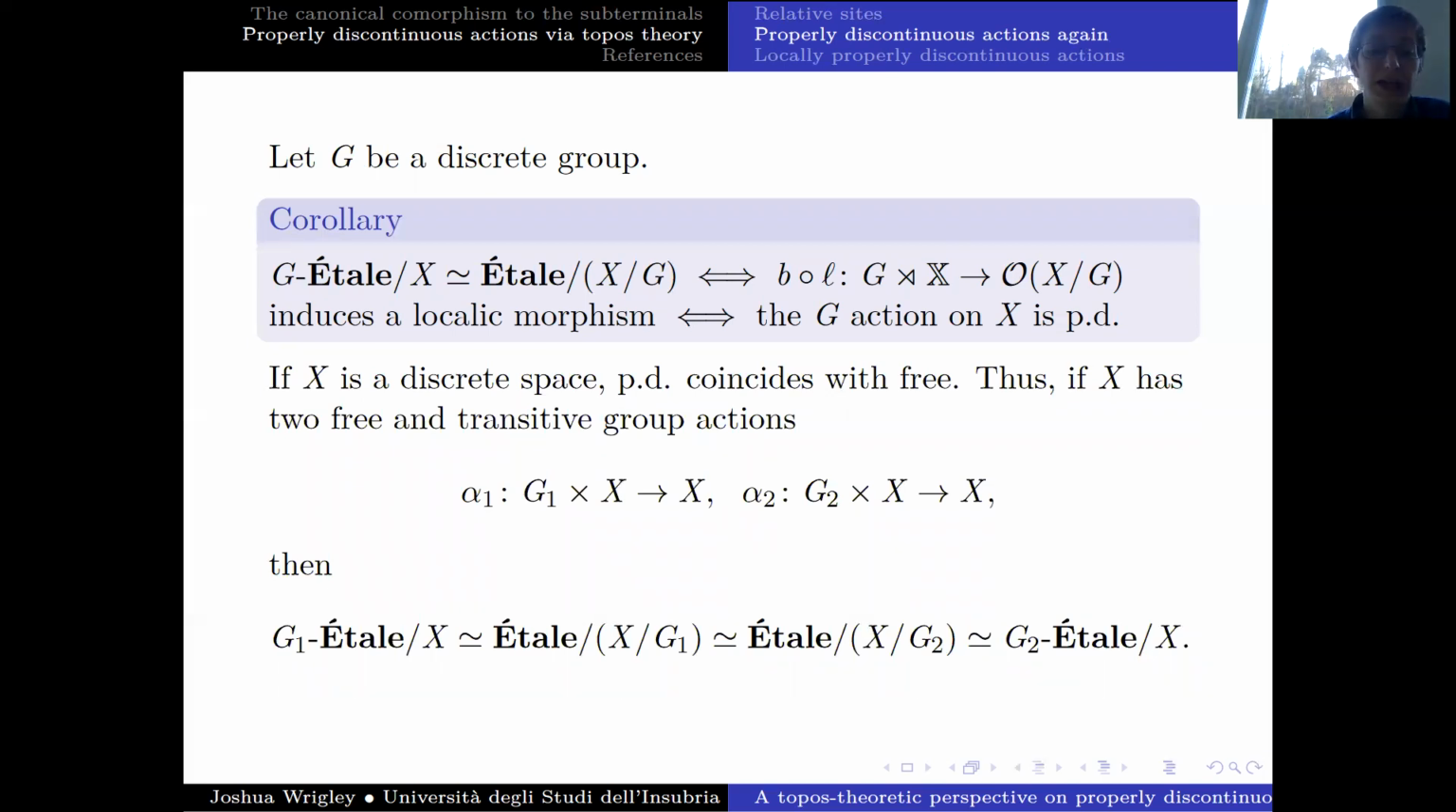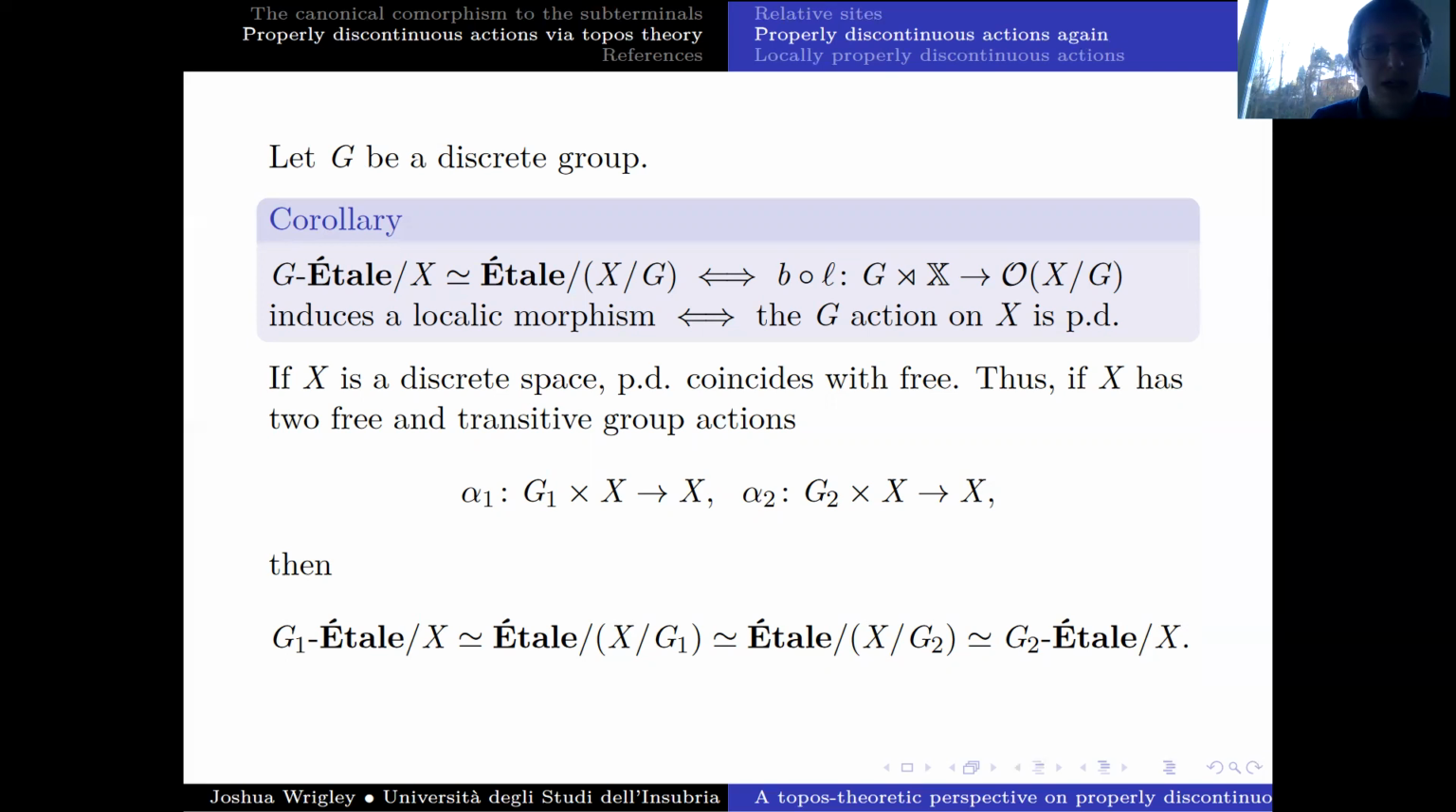And so if we have a discrete space with two free and transitive group actions by two different groups, then by the fact that the group actions are free, G1 étale over X is equivalent to the sheaves on its quotient space, and G2 étale over X is equivalent to the sheaves on its quotient space. And since these group actions are transitive, both of those quotient spaces are actually trivial. And so all of these equivalent toposes are actually equivalent to the topos of sets. So that's the nice simple example.